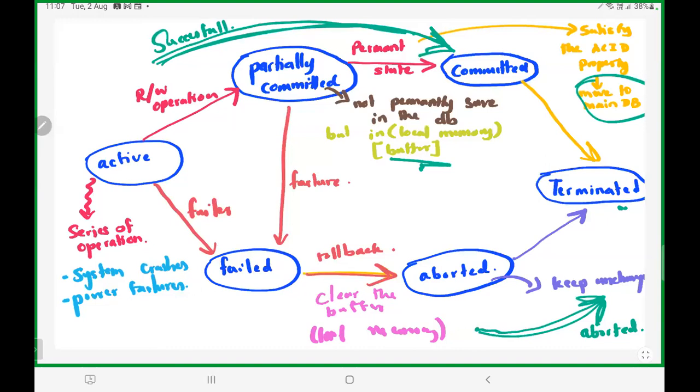On the other side, if there is a system crash or power failure or something, the transaction will be failed, and partially committed can also fail. Then the transaction will be rolled back. Rollback means clear the buffer. Then the transaction will be aborted. Abort means keep unchanged, no change happens. Then it is terminated. Those are the statuses of a transaction.